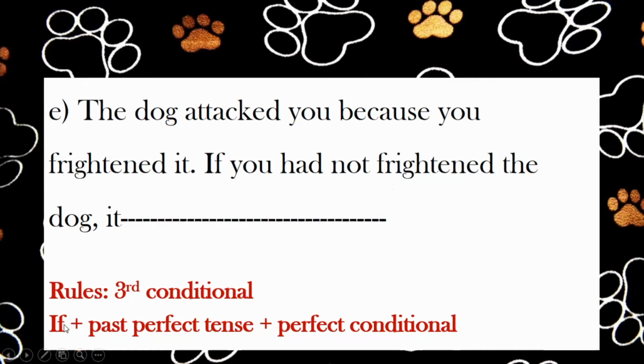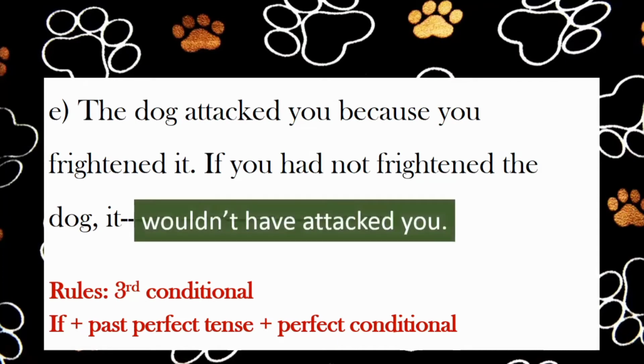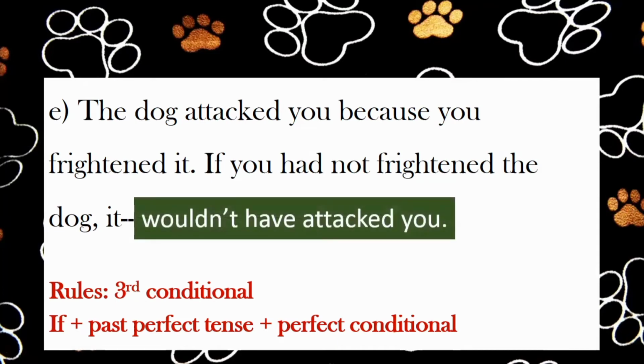And when we have if plus past perfect tense, then we have to complete it by using perfect conditional in the rest of the part of the sentence. So perfect conditional is would have plus V3. So we have to complete it in this way: If you had not frightened the dog, it wouldn't have attacked you.